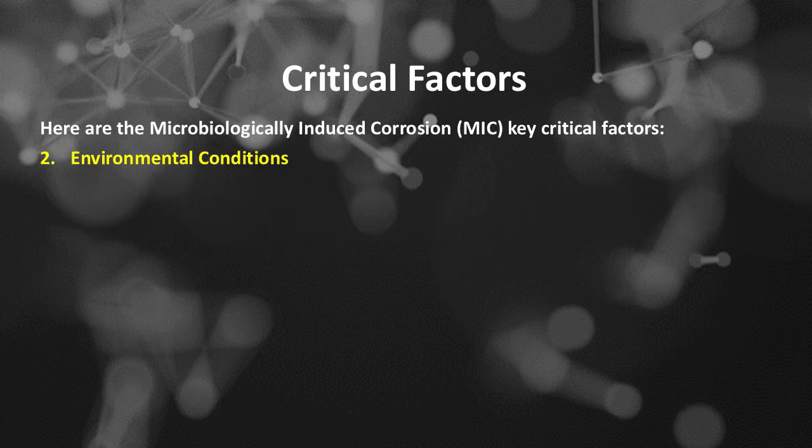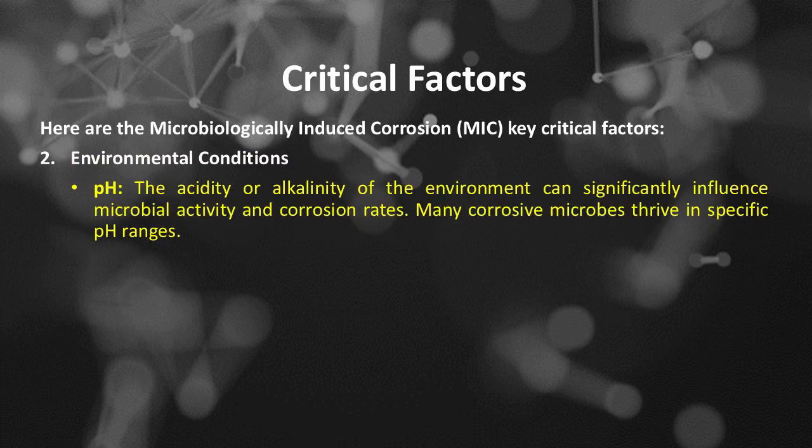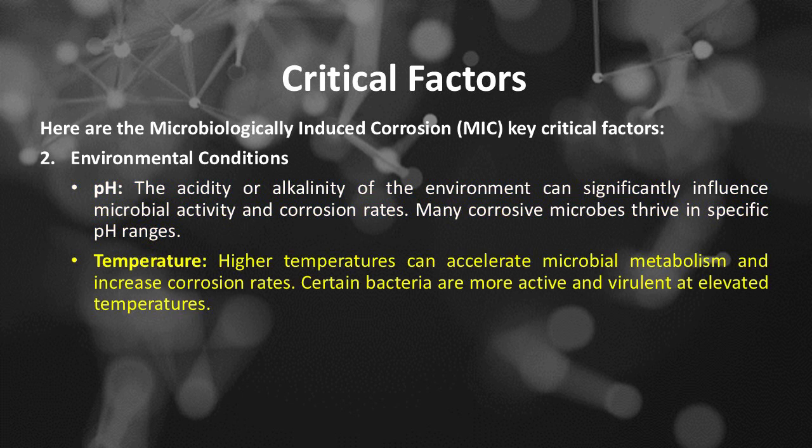Number 2 is environmental conditions. pH: the acidity or alkalinity of the environment can significantly influence microbial activity and corrosion rates. Many corrosive microbes thrive in specific pH ranges. Temperature: higher temperatures can accelerate microbial metabolism and increase corrosion rates. Certain bacteria are more active and virulent at elevated temperatures.